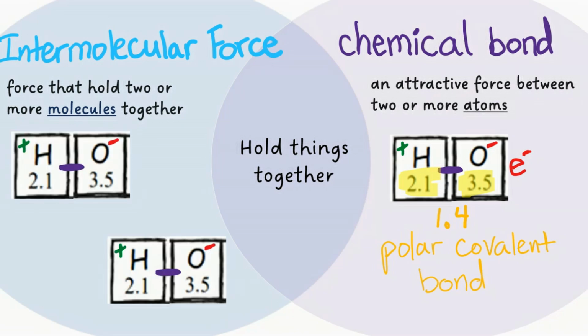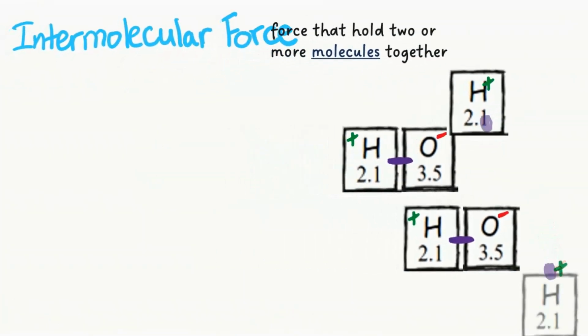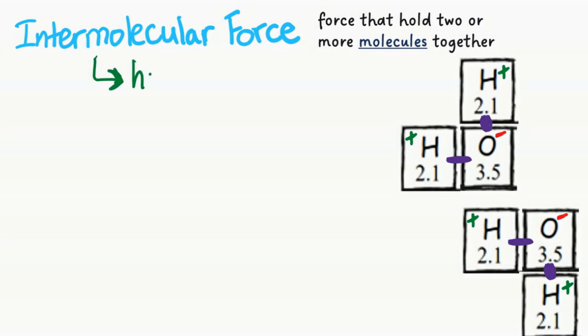So now let's say several of these hydrogen-oxygen molecules are floating around. The partial negative charge of the oxygen side of one molecule will attract the partial positive charge of the hydrogen side of the other hydrogen-oxygen molecule. This is our intermolecular force formed between the 2 molecules. Hydrogen bonds are a specific type of intermolecular force.